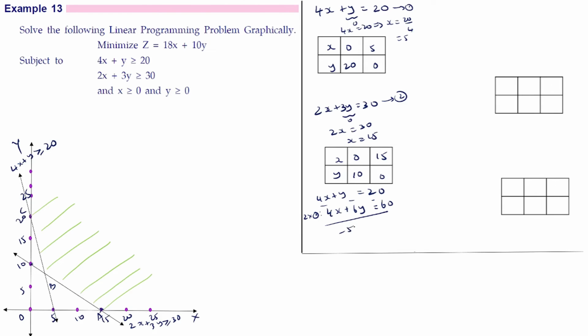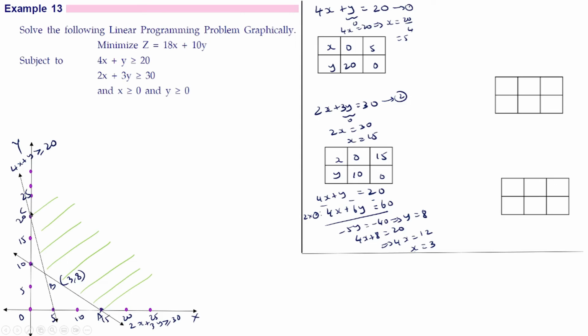So we get minus 5y equal to minus 40, or y is equal to 8. So when y is 8, when we substitute y equal to 8 in the first equation, we get 4x plus 8 equal to 20, or 4x is equal to 12, x is 3. So the coordinates for B is 3, 8. So this is the coordinates for B. And now we have found the coordinates for each of these corner points.